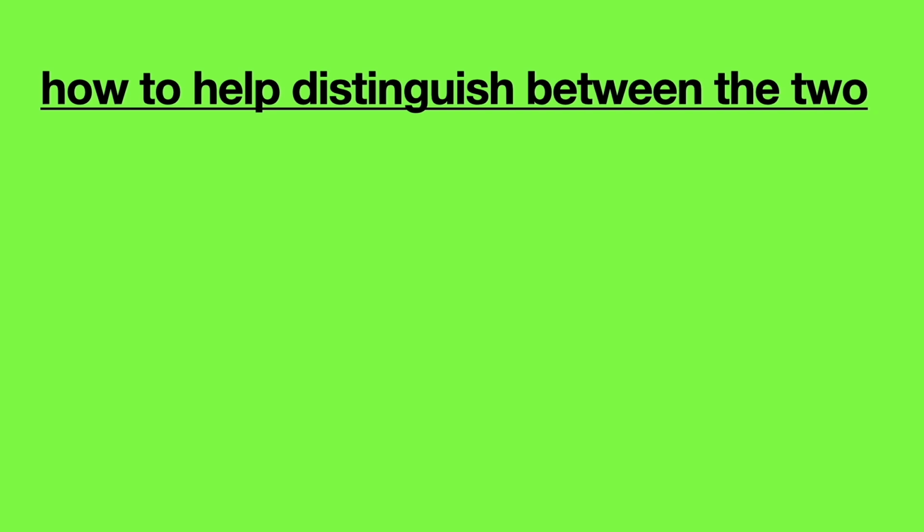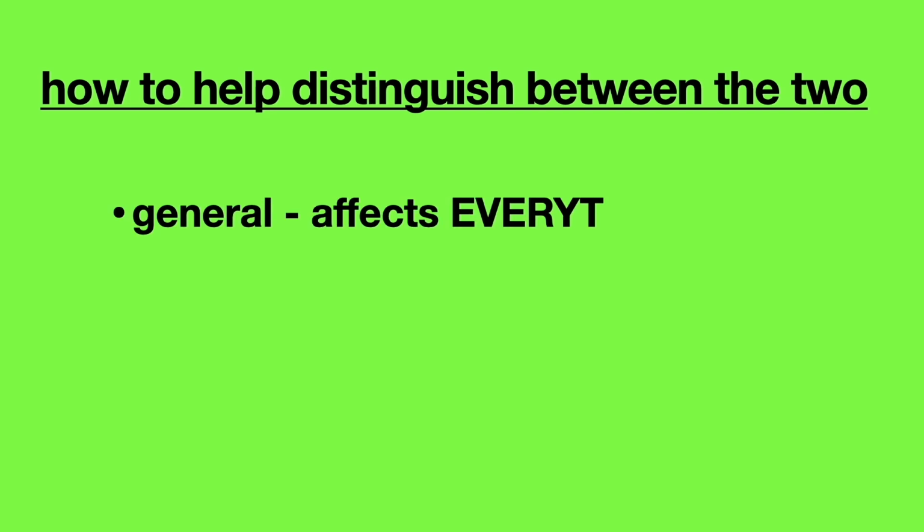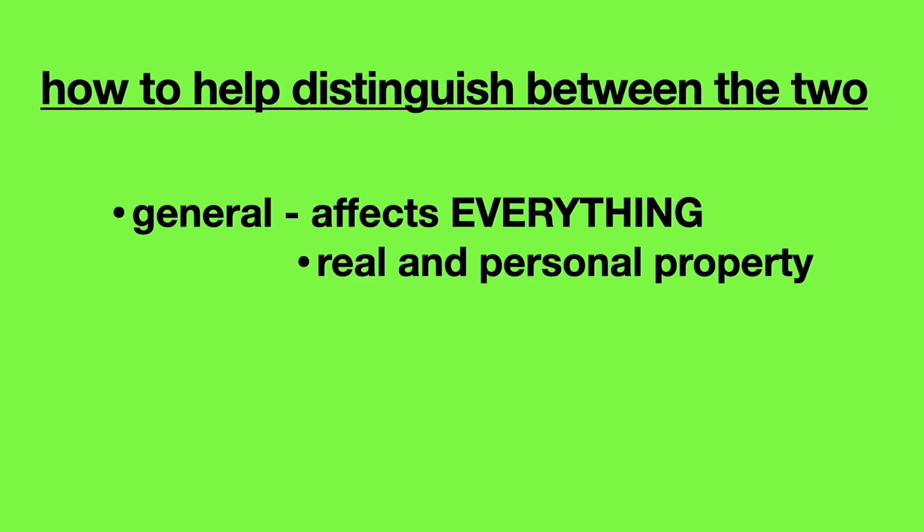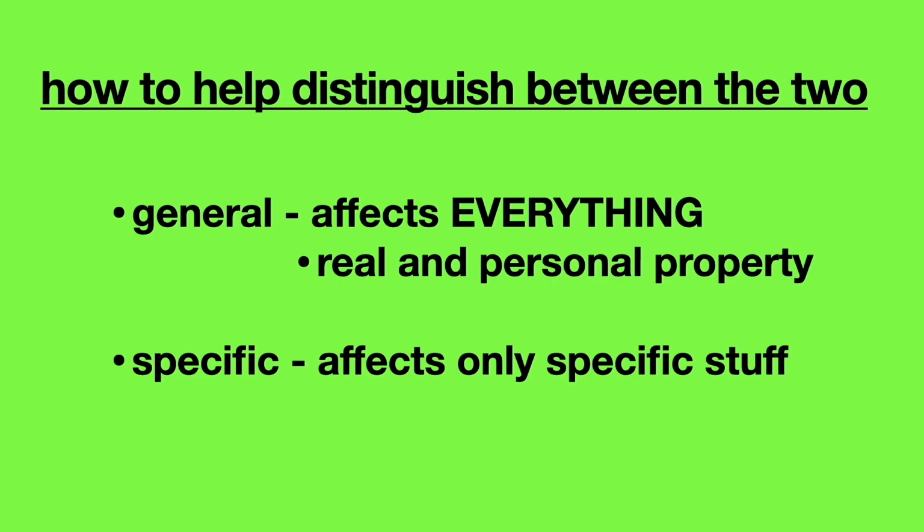A general lien affects everything in general, is how I like to remember it. It affects real and personal. It affects the whole dang deal. Everything. Specific only affects specific.